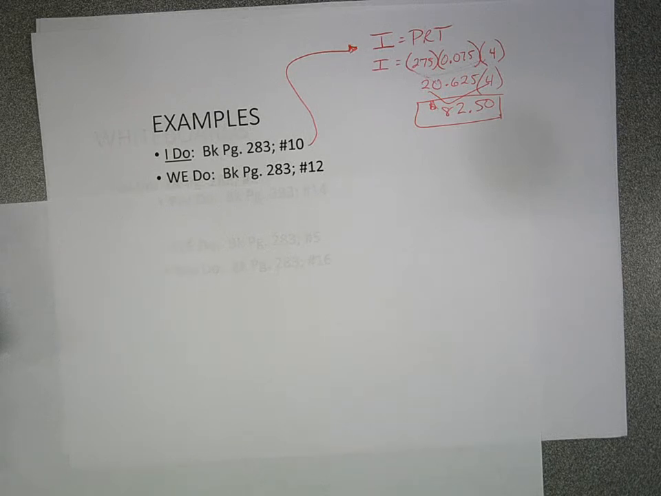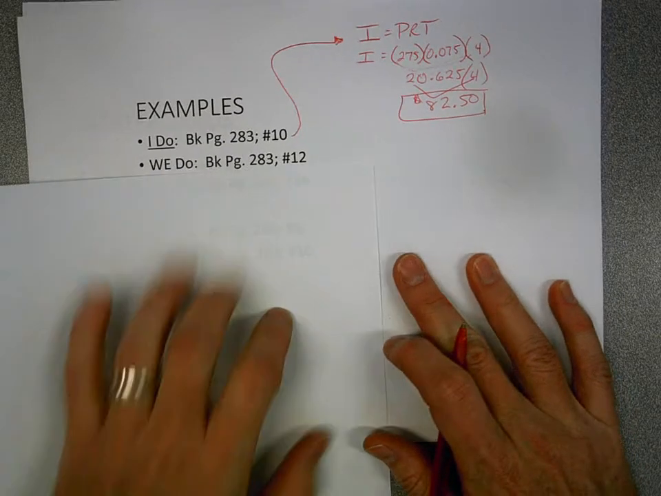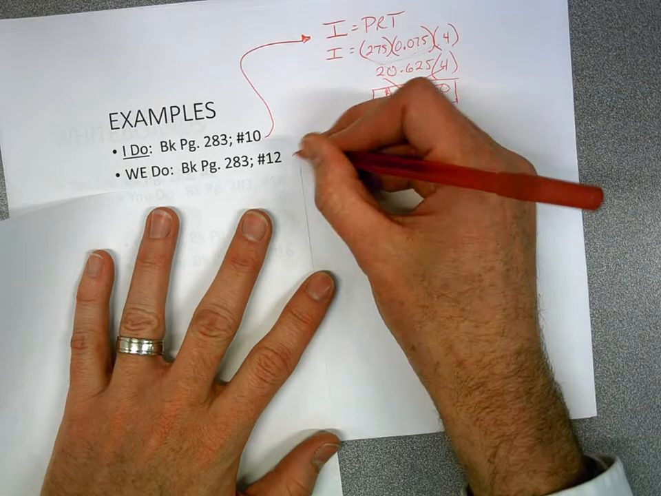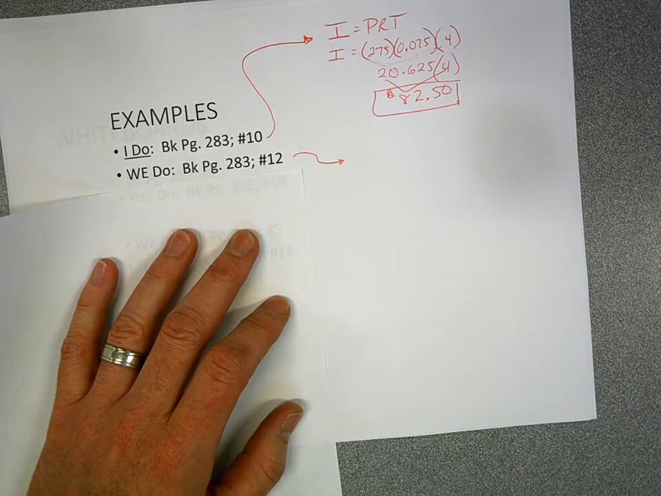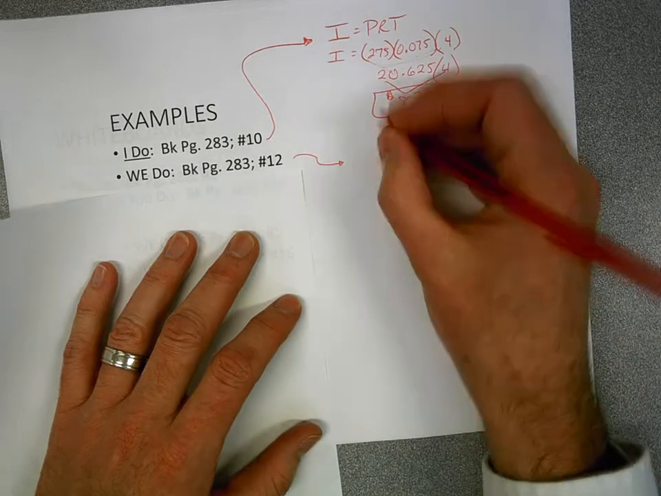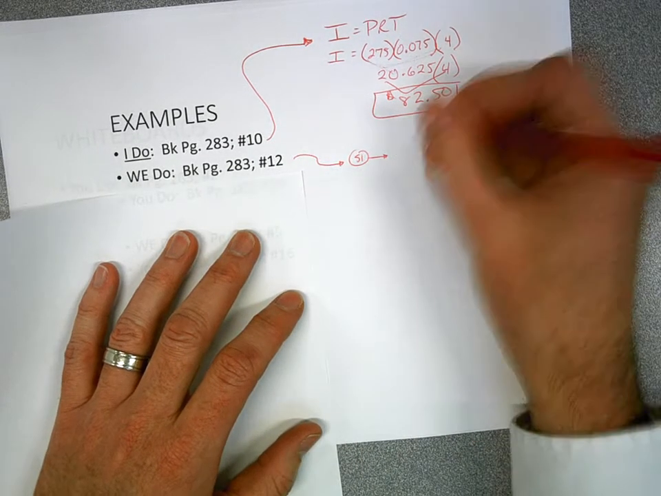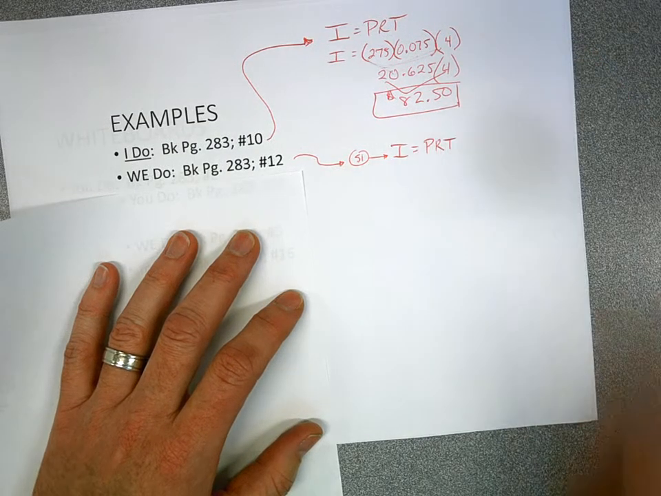Okay. All right, so let's go ahead and take a look at problem number 12. We're going to do this one together. All right. So problem number 12, same directions, finding the simple interest. It says $734 at 12% for 3 months. So here we go. Step 1 is write down your interest formula.